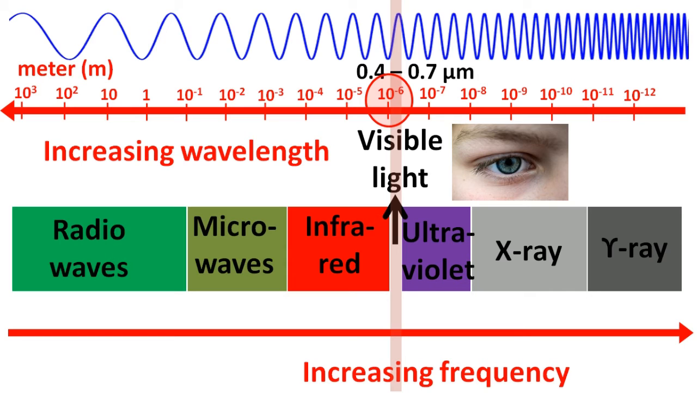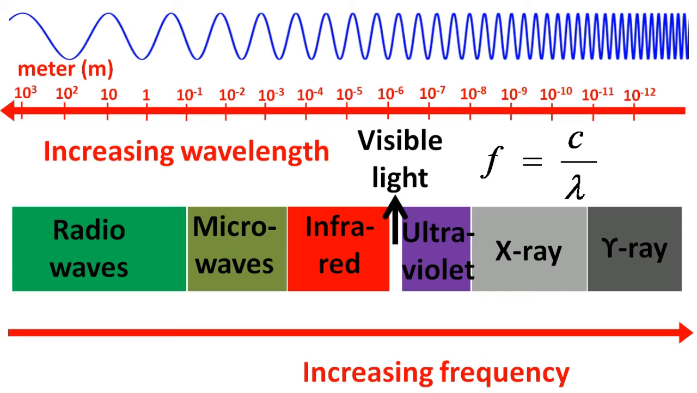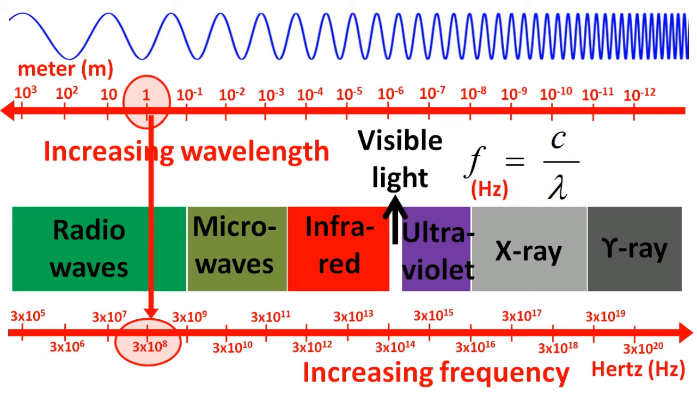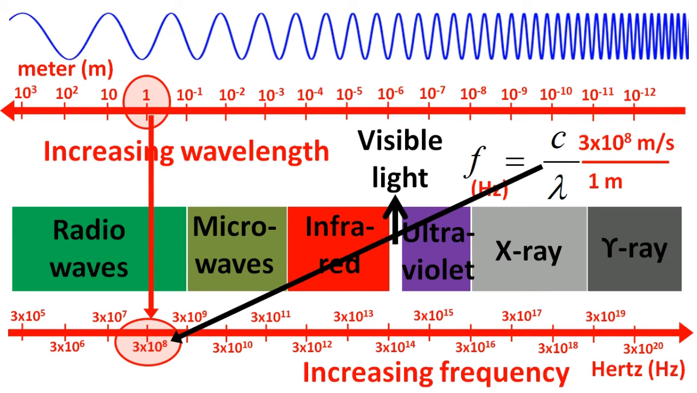How about the frequencies? To get the frequencies, all you need to do is simply put the wavelength in that formula. The speed of light in meters per second, divided by the wavelength in meters, will always give the frequency of the wave in hertz. For example, a radio wave of 1 meter wavelength will have a frequency of 3 times 10 raised to power 8 hertz. That value is obtained by dividing the speed of light, which is 3 times 10 to power 8 meters per second, by the wavelength, which is 1 meter. And that gives 3 times 10 to power 8 hertz, which is also the same as 300 megahertz.